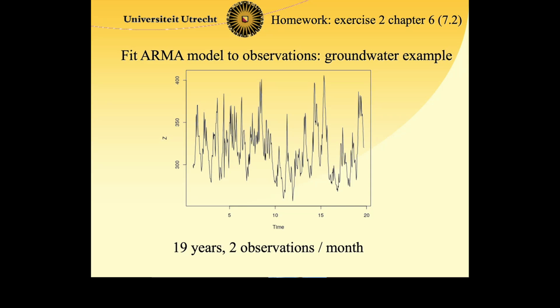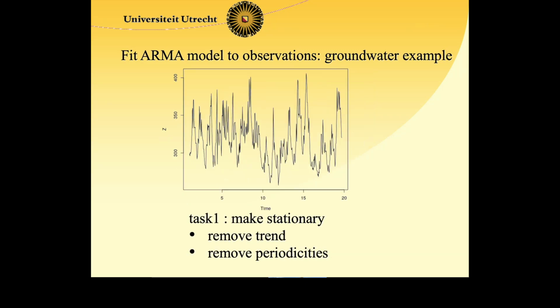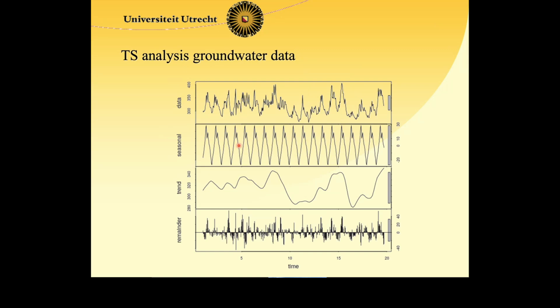We have 24 observations a year, so 2 observations per month and 19 years' worth of data. Now, of course, this is not really a stationary time series, because what we see is this typical seasonal behavior. Of course, there are periods where it's drier. So you also see some multi-annual trends in there, for instance, relatively dry and relatively wet periods, and so on. So we want to get rid of the periodicities and the trends. And that is what we're going to do.